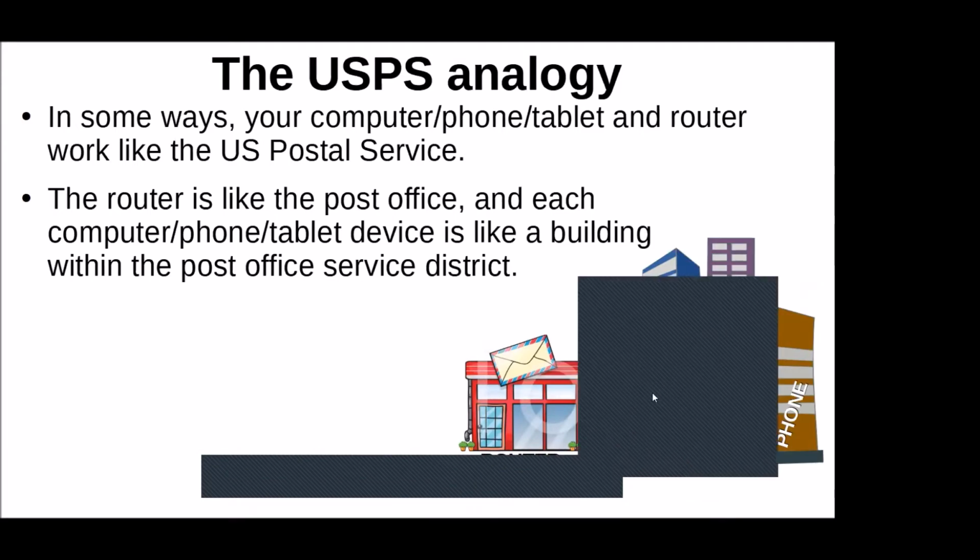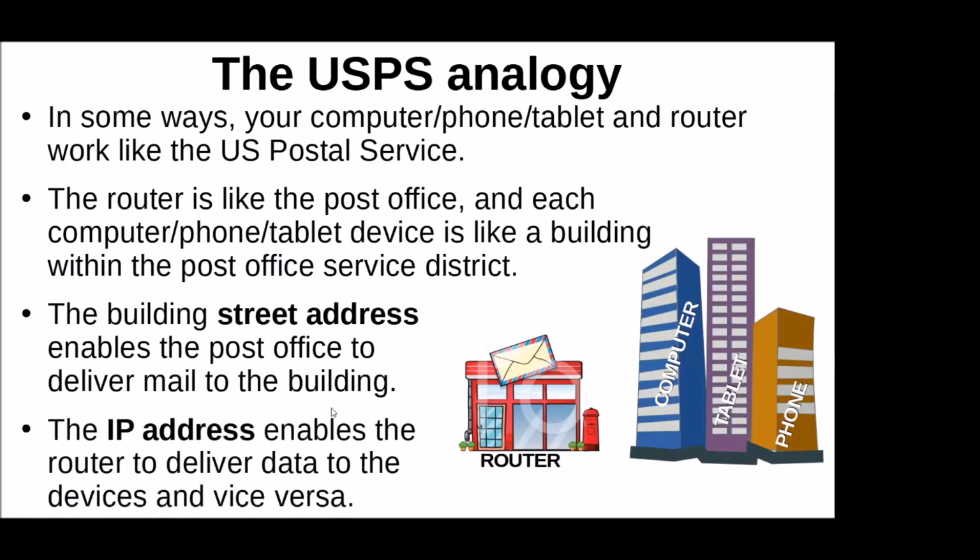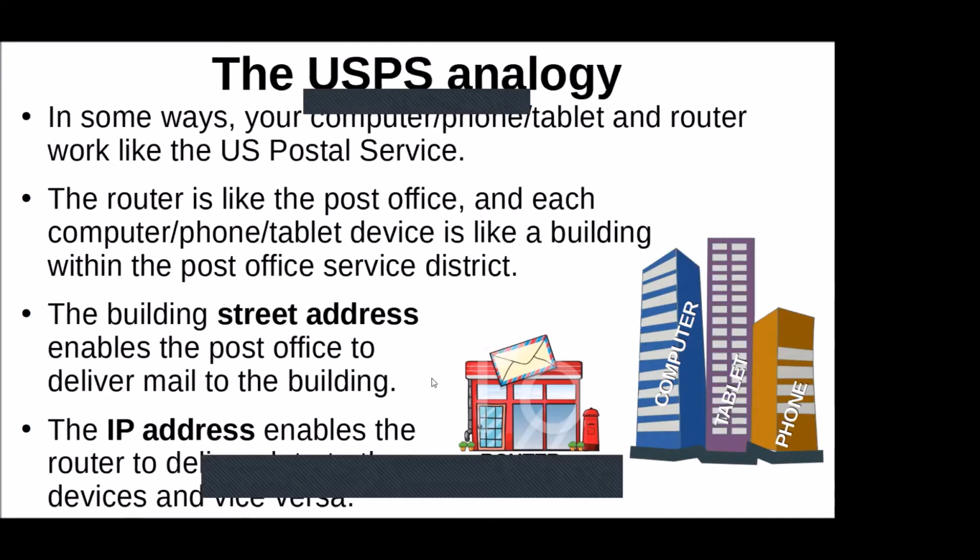Now, the building street address enables the post office to deliver mail to the building. And the IP address in the analogy enables the router to deliver data to the devices and vice versa. When the computer wants to see email, that request goes out through the router to the email server outside. And when the email server responds, it comes back through the router to your computer or tablet or phone.